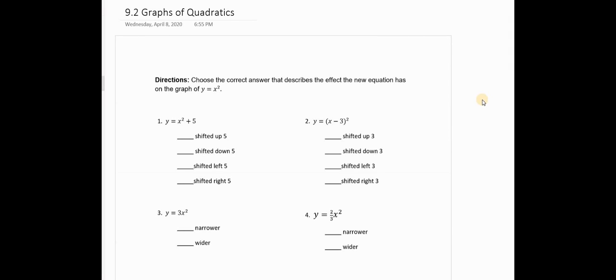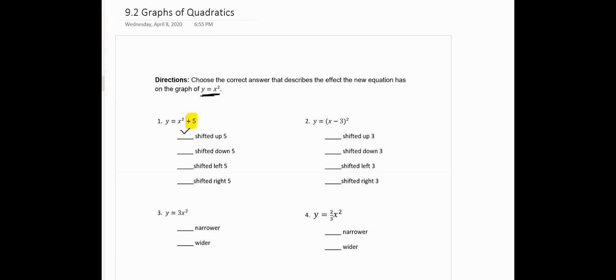Okay, we're going to be doing some problems practicing the concepts that we learned from our last video on shifting a parabola up or down, left to right, and whether my graph is going to be skinnier or more narrow than my parent function of y equals x squared. Y equals x squared is what I'm comparing all of these graphs to. Well, if I have this plus 5 here at the end, what is going to happen is my graph is going to be shifting up 5.